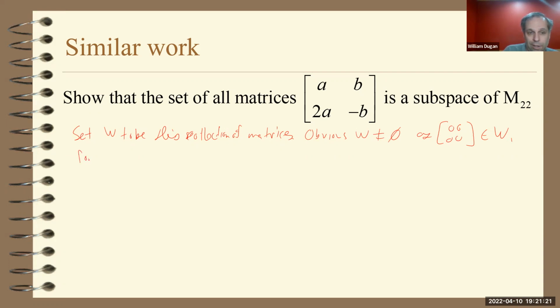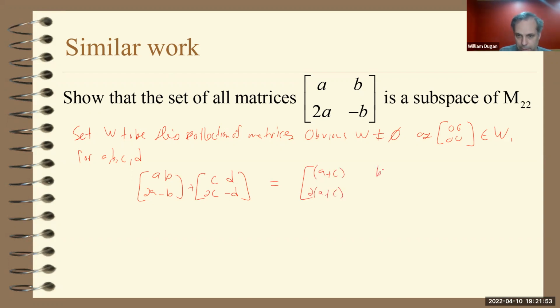so for A, B, C, and D, notice that A, B, 2A, negative B plus C, D, 2C, negative D, that's the sum of two random vectors that are in M22, or at least in this particular set W. But that is equal to 2 times A plus C, you get B plus D, and you get the opposite of B plus D.